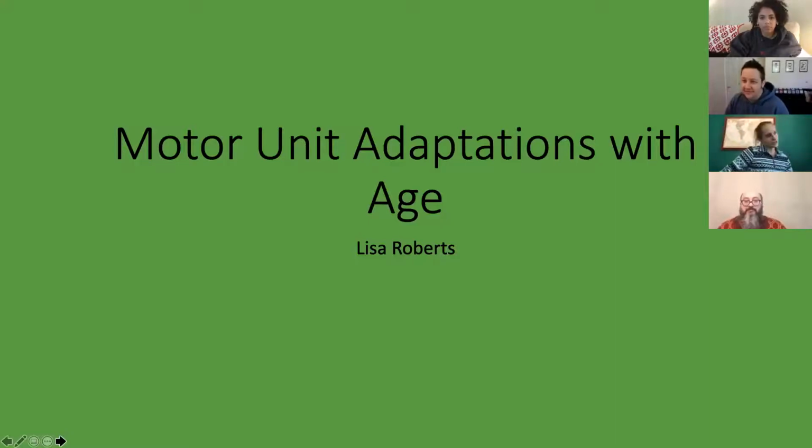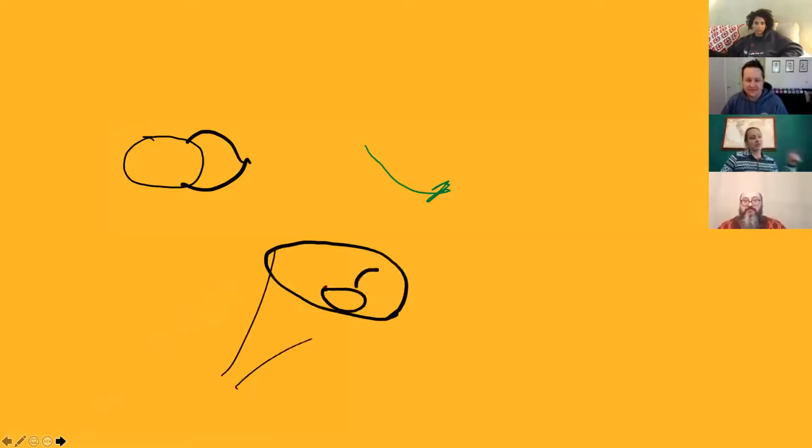So I'm going to talk to you guys today about motor unit adaptations with age. Okay. So, I don't really know what this green line is, but we're just going to ignore that. Maybe it'll go away. So we have a spinal cord, and out of the spinal cord are these two little ends that allow for nerves to pass through. And then we also have muscle. And in these muscles, we have individual fibers. It's so pretty. I took a good picture.